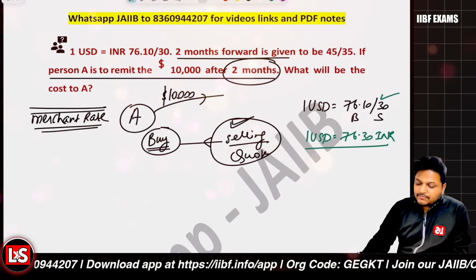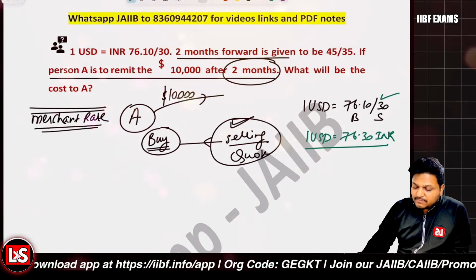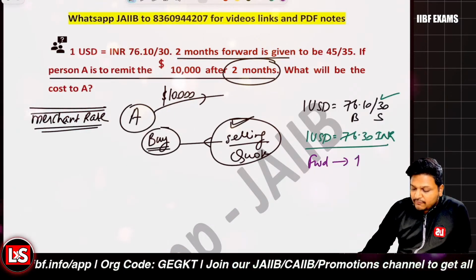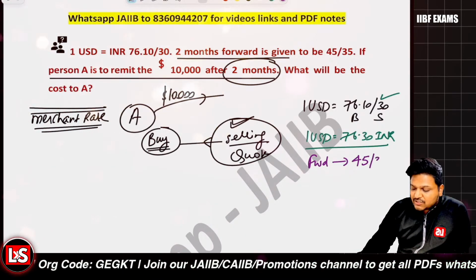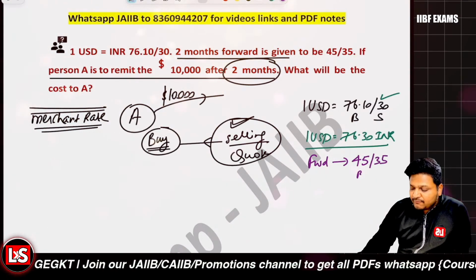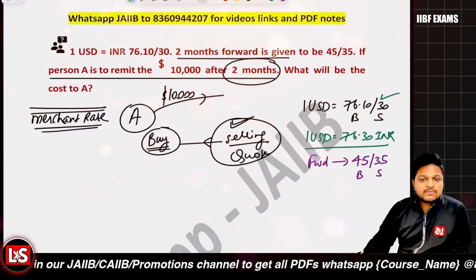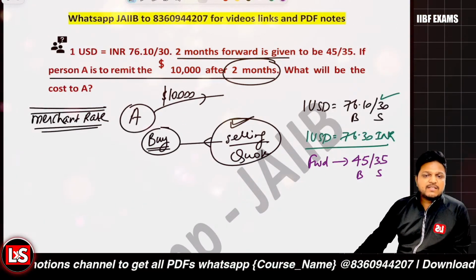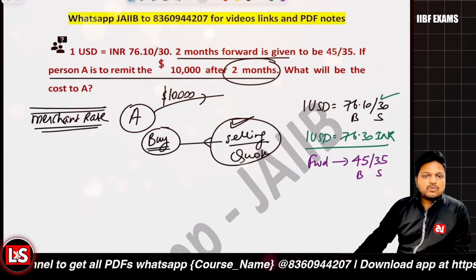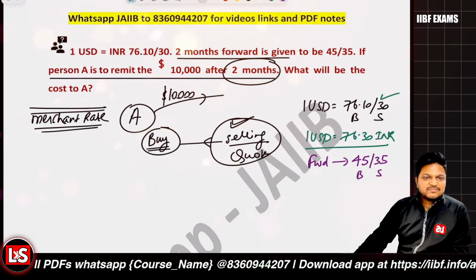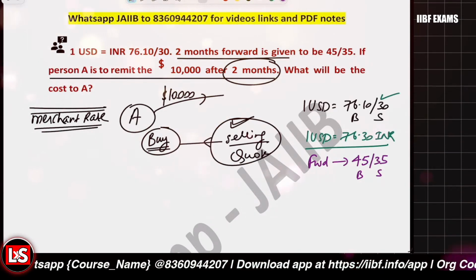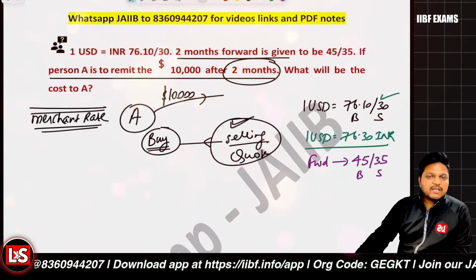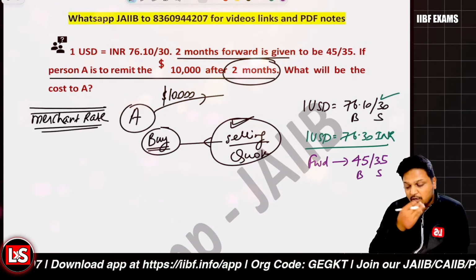And further, the forward points. The forward points are given to be 45/35. These are the buying forward points. These are the selling forward points. Just answer if the currency is available at premium or discount.